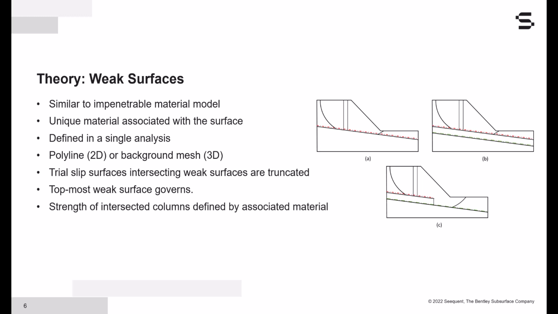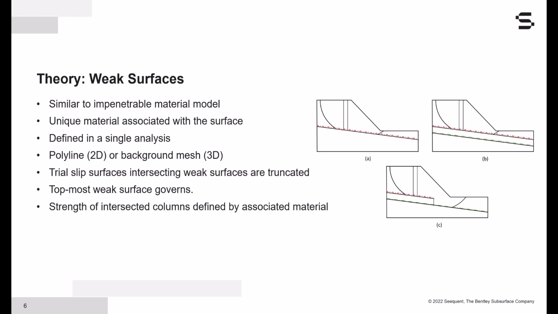In order to capture the translational mode of failure, we use the weak surface feature in GeoStudio. The use of a single weak surface is similar to using the impenetrable material model in SLOPE/W. However, it differs in that a unique material is associated with the surface. Furthermore, multiple weak surfaces can be defined in a single analysis. Weak surfaces are defined using a polyline in 2D.